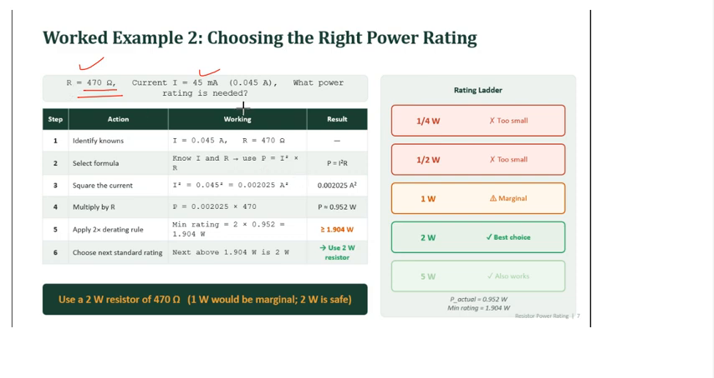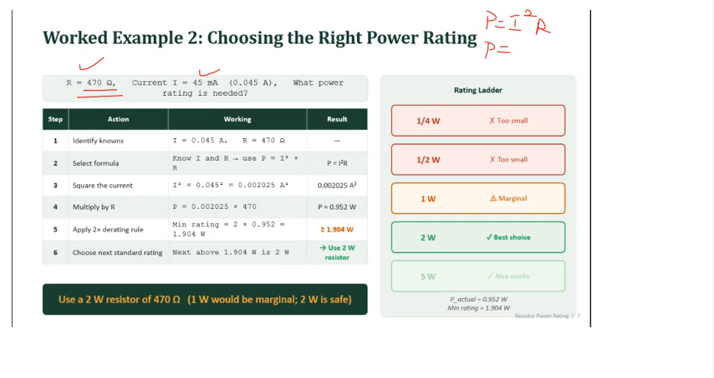In applying the derating rule, the first thing you do is calculate the actual power expected in that circuit. We are given R, we are given I. So we know that the power P is equal to I squared multiplied by R, right? I is given in milliamperes here, so it must be converted to amperes, which is 0.045 amperes. Multiplying I squared, 0.045 squared, by R, which is 470 ohms, gives us the power.